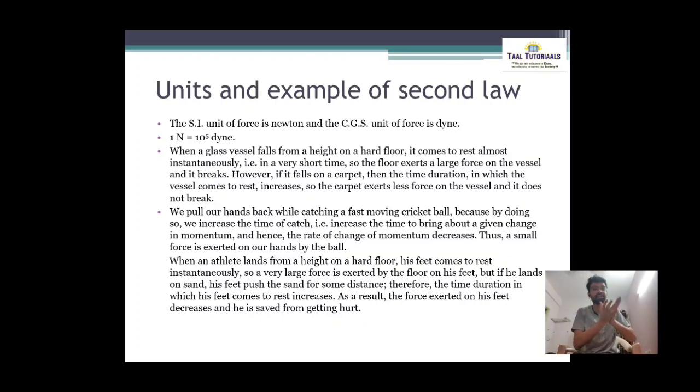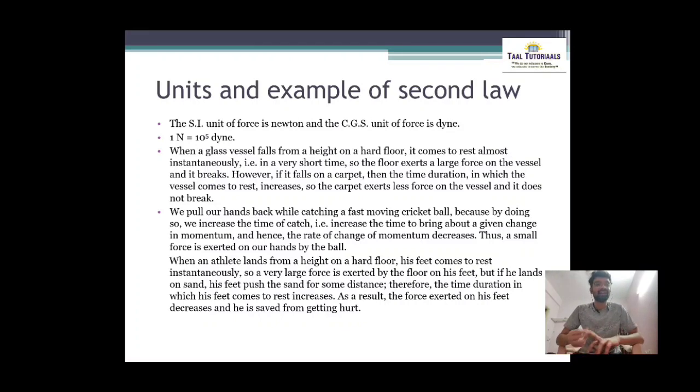Whenever we are catching a ball, we always tend to move our hand backward like this. Why? Because by doing so, we increase the time of the catch, that is, we increase the time to bring about a given change in momentum, and hence the rate of change of momentum decreases. Thus, a small force is exerted on the hand by the ball.